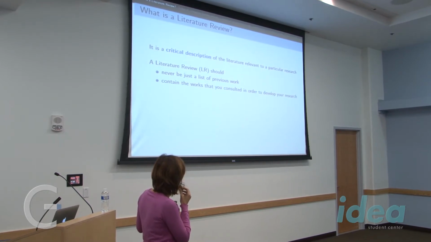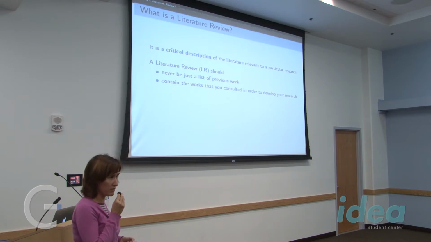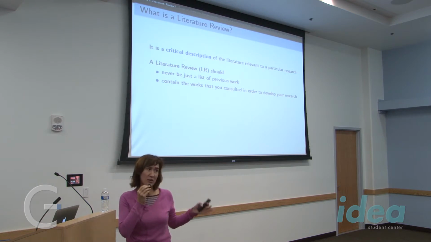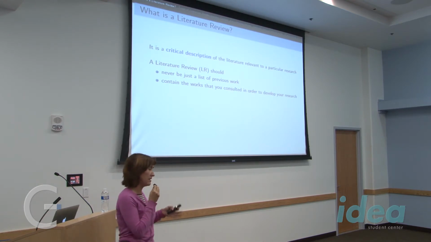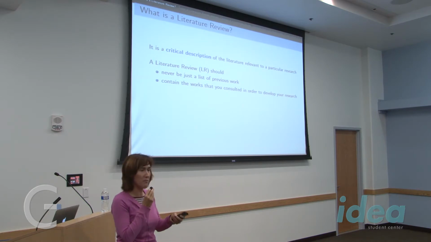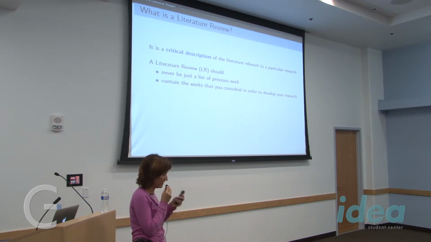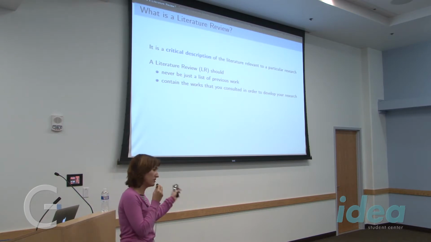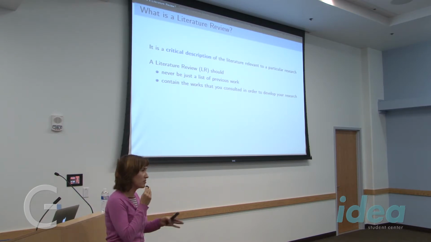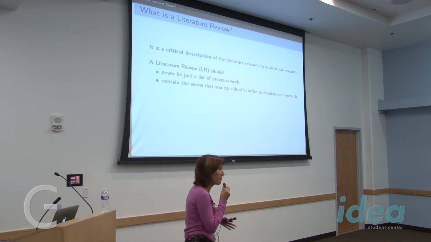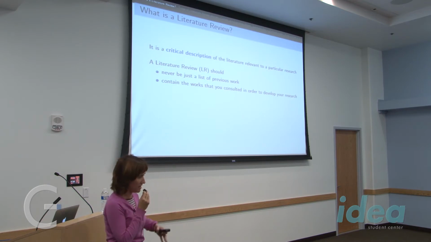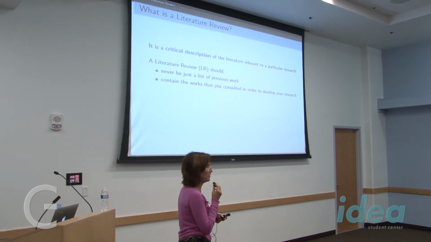It should contain the works that you consulted in order to develop your research. Again, not all of the works that you consulted, but the ones that are directly motivating your research, in a direct way. Maybe when you start thinking about the problem, you read many papers because you are searching for something, some problem definition. Those papers shouldn't be cited in the literature review, okay? In the end, you just keep the most important ones.